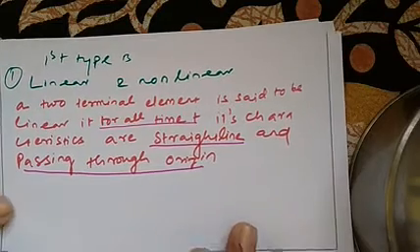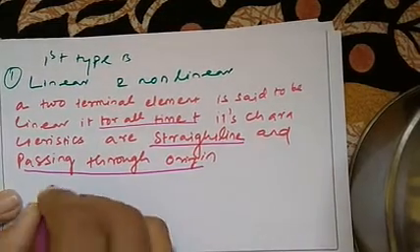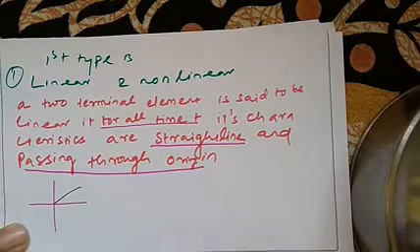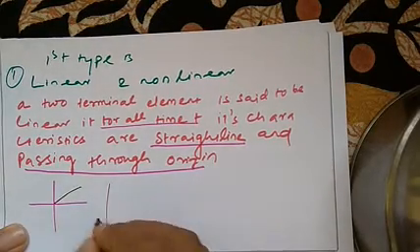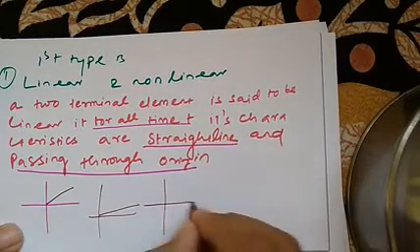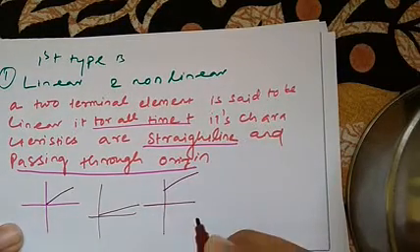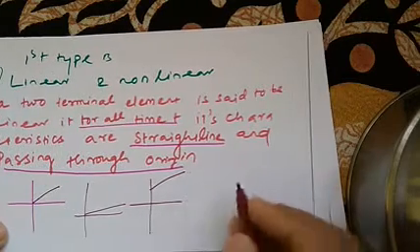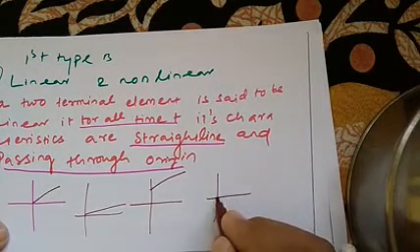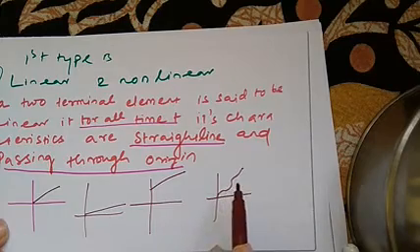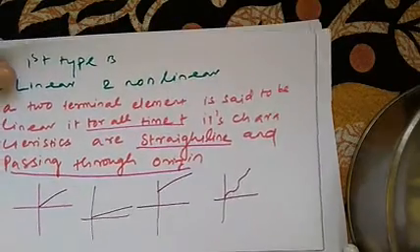For example, this is a linear element, this is a linear element, but this is not linear, though it is a straight line, because it is not passing through the origin. This is a non-linear element, though it passes through the origin, because it is not a straight line. Now some other aspects.